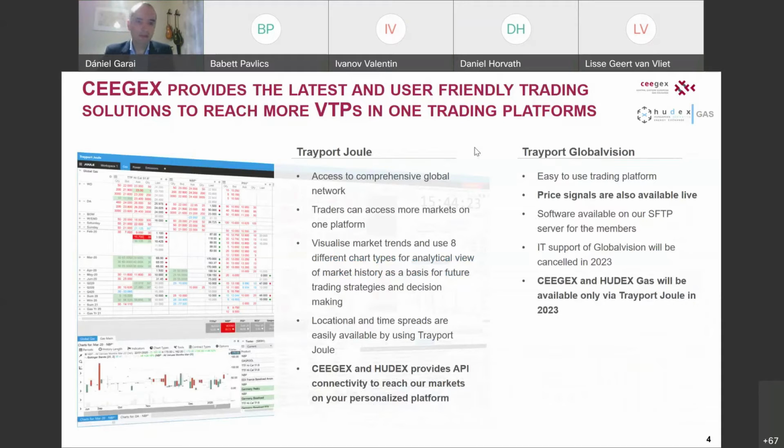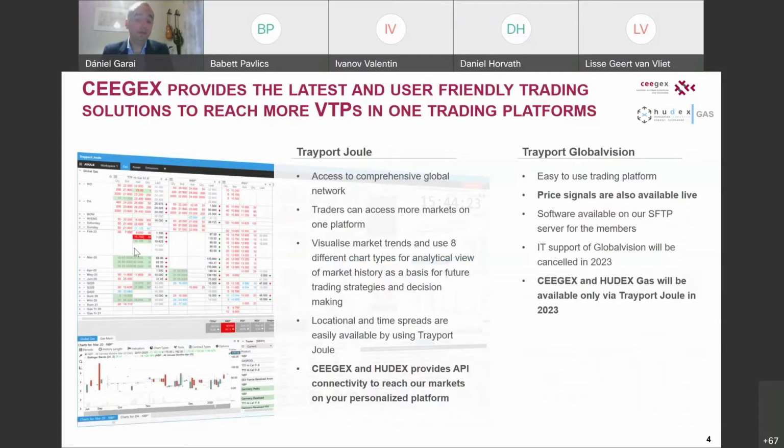About the trading solutions, I don't want to talk too much about that, but basically, like I said, with Trayport Joule and Trayport Global Vision is available on our markets. The Global Vision is the one that is basically by default in the package for someone who enters our market.